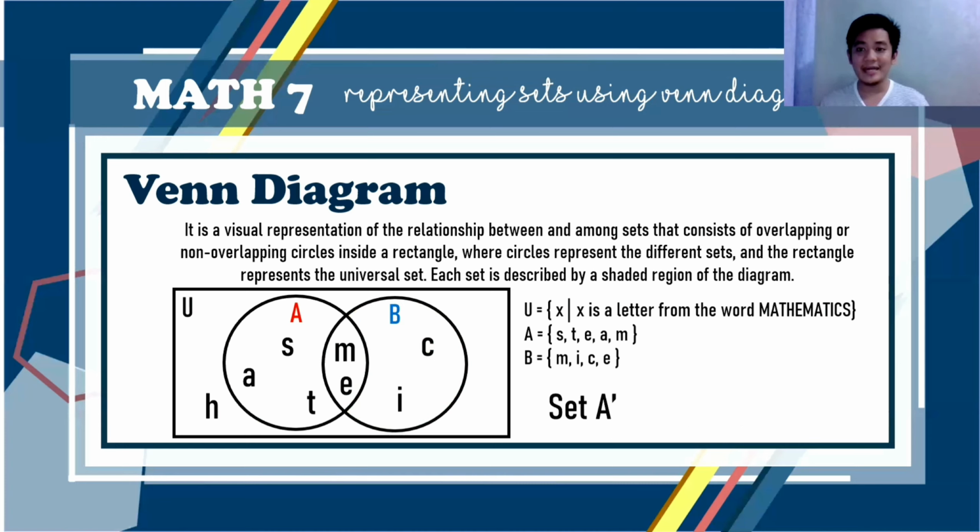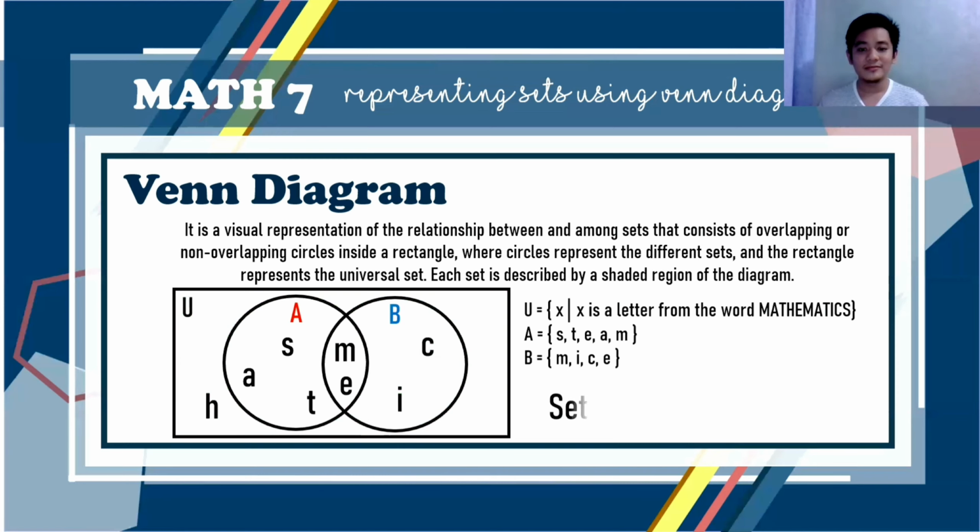How about set A prime, where this represents the complement of set A, meaning we have to remove all the elements of set A from the universal set. And this is the representation using the Venn diagram, meaning we are removing the circle A from the universal set. And the remaining elements would be our answers, which are C, I, and H.